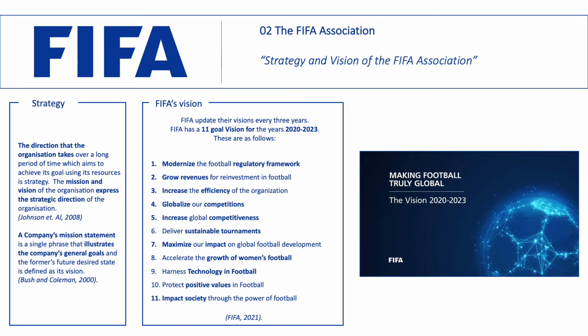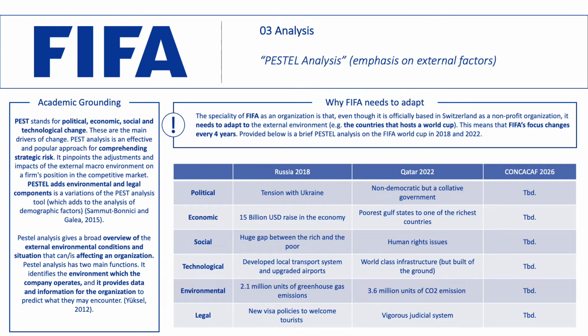By looking at these visions provided by FIFA, we can come to a conclusion that they have one main goal, that is to improve football on a global landscape. Moving on to PESTLE analysis. PESTLE analysis gives a broad overview of the external environment that can affect an organization.